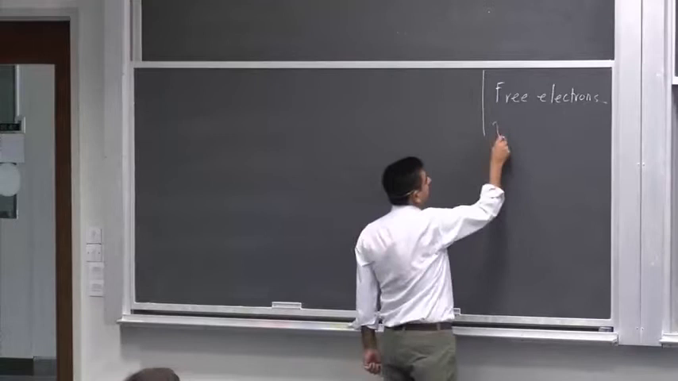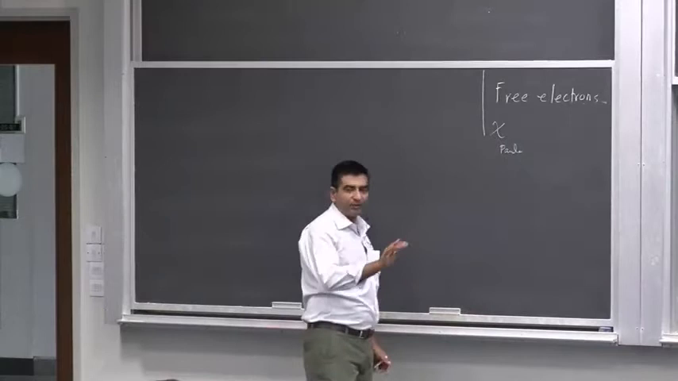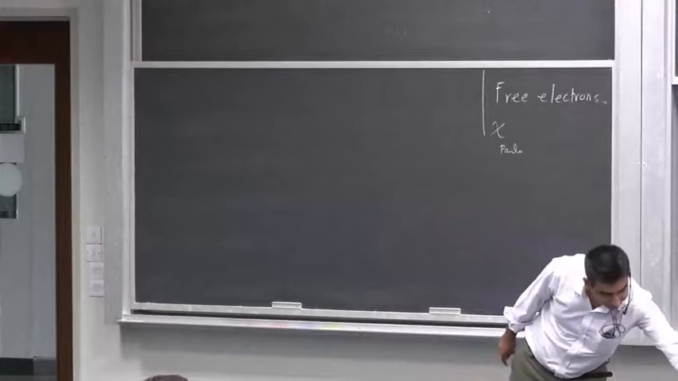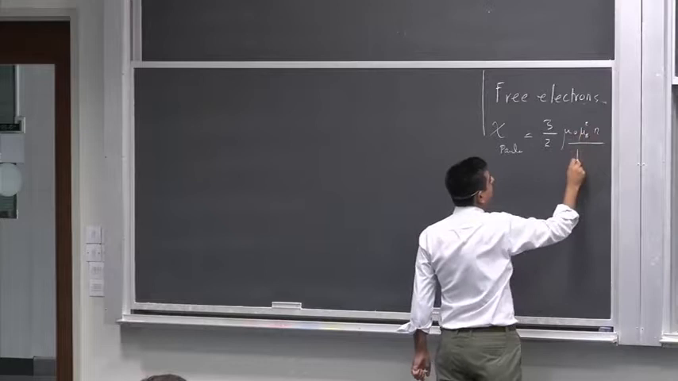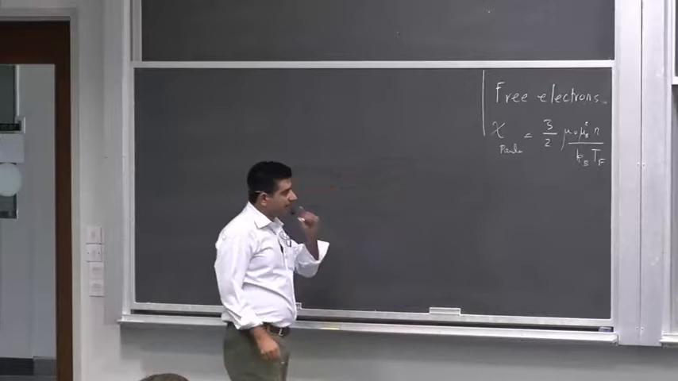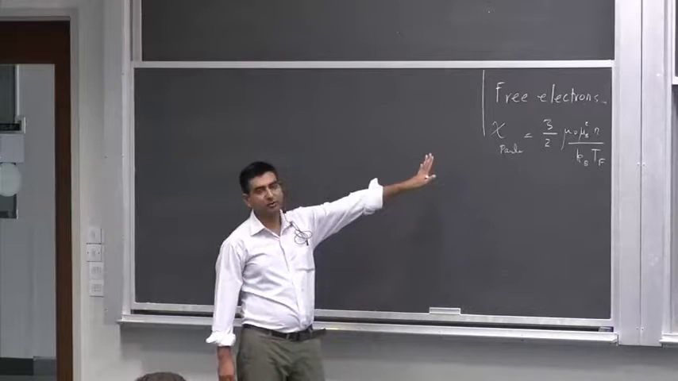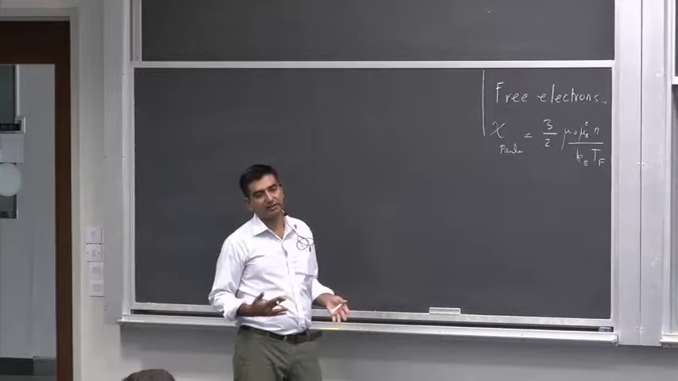And we've noticed that this Pauli susceptibility is independent of temperature and is given by the relationship 3/2 mu naught mu B squared n over k_B T_F, where k_B T_F is the Fermi energy. And the corrections with respect to temperature are small. So to first approximation, this is the Pauli susceptibility of a sea of electrons. And we've derived this result in the previous lecture.